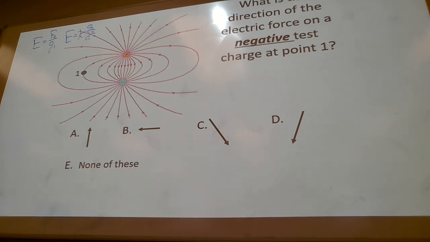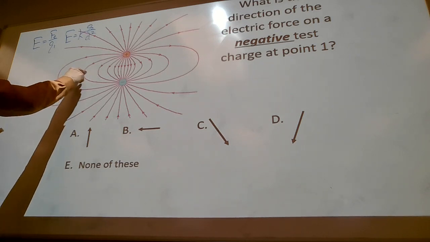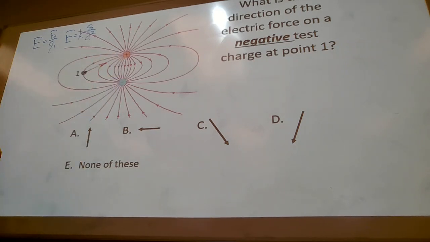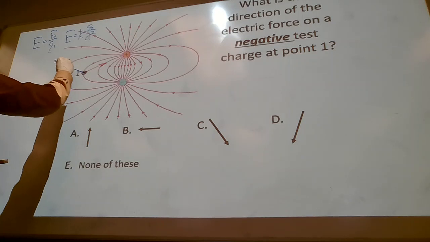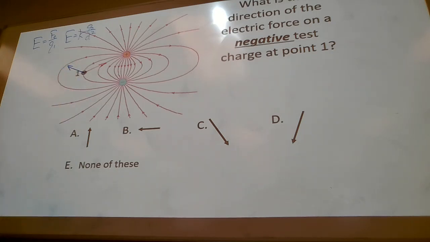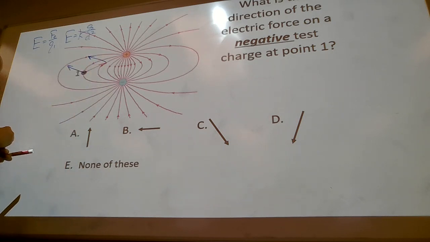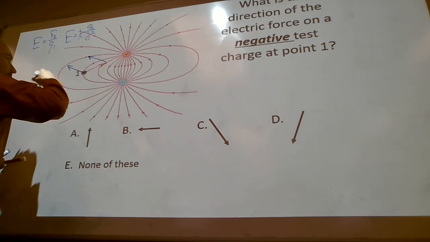Thumbs up when you have a guess. I'm going to go through this 2 different ways. First way is the way I think you'd do it. So if this is negatively charged, it's being attracted to this one and repelled from this one. The net force is the resultant of those 2 and is going this way.